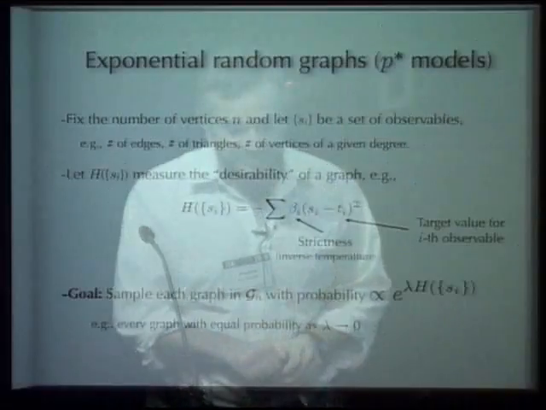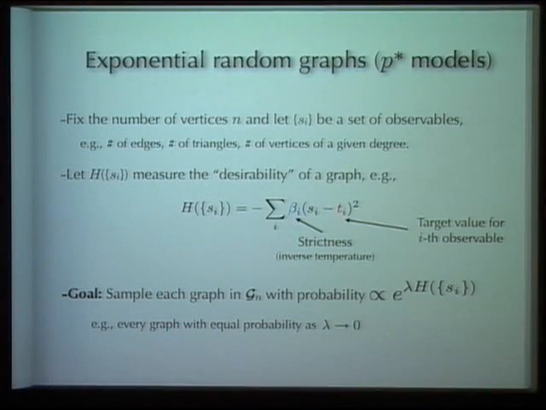Okay. Let me talk a little bit about exponential random graphs, or P models. So here the idea is to take the moral high road. We will do things right. We will be like statistical physicists. So we're going to fix the number of vertices, but then for every other feature of the graph, we're going to call this an observable.